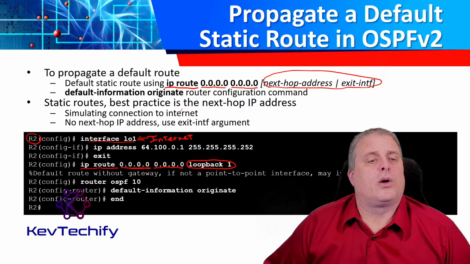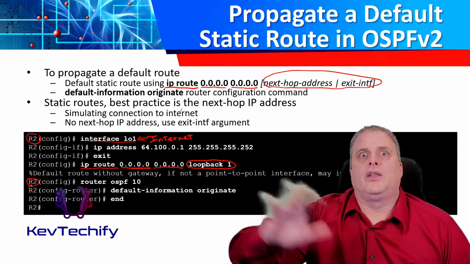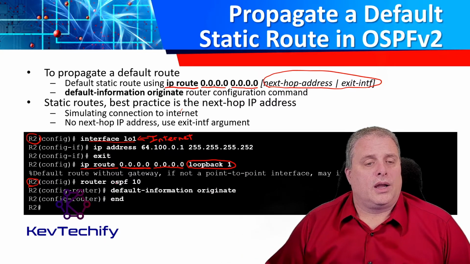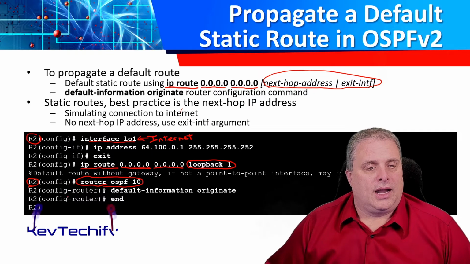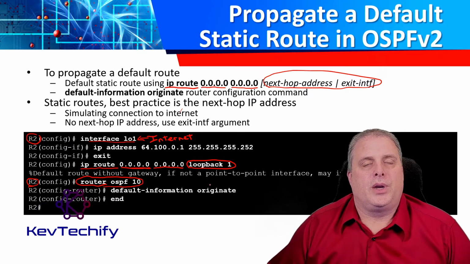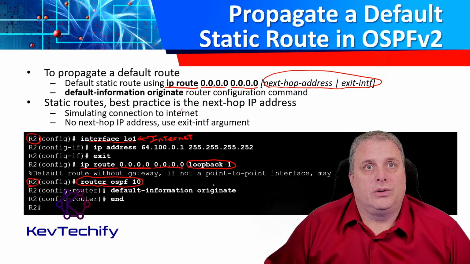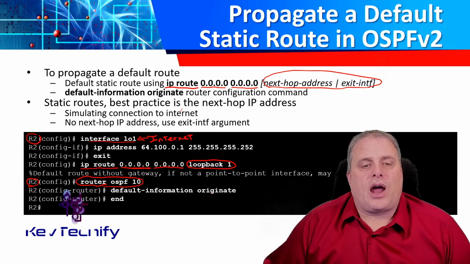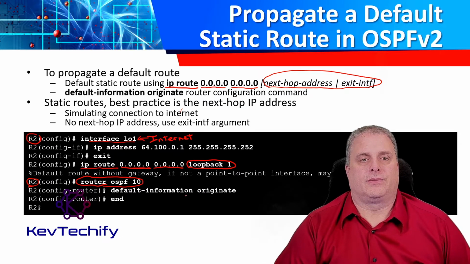And then we come into our routing protocols. Once again, we are still on router 2, the one where we have that directly connected connection to our simulated internet. So we can get into the configuration of our routing protocol of OSPF with a process ID of 10. In there, we can say default information originate. And once again, that instructs this router, R2, to be the source of the default route information and to propagate that default route in OSPF updates.